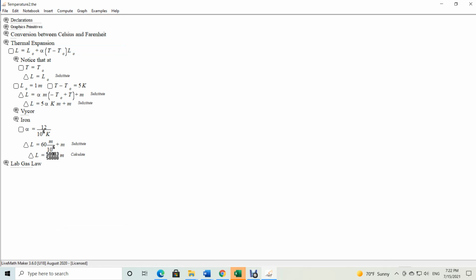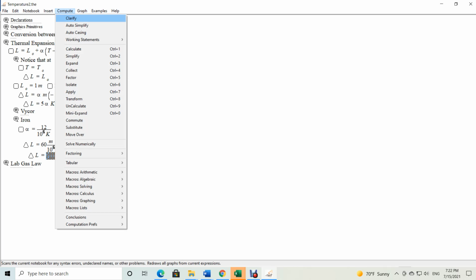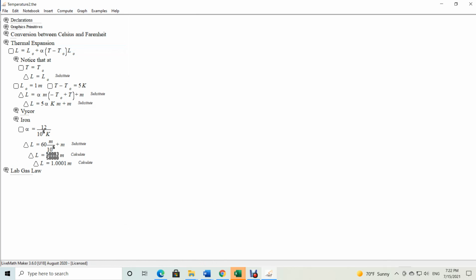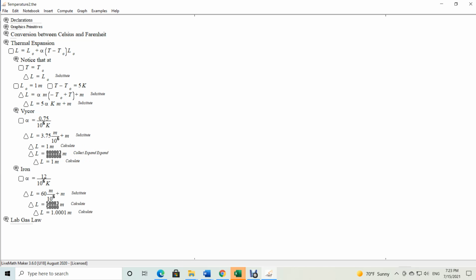50,003 divided by 50,000. Let's see if you can calculate it. 1.0001 meters. That's because this one is larger than the other, more than 10 times more. So this one that you see here is actually around 1.000375. That's how small the expansion is.